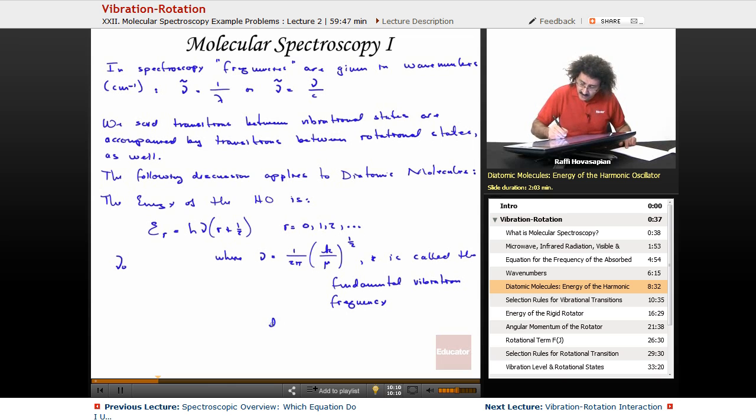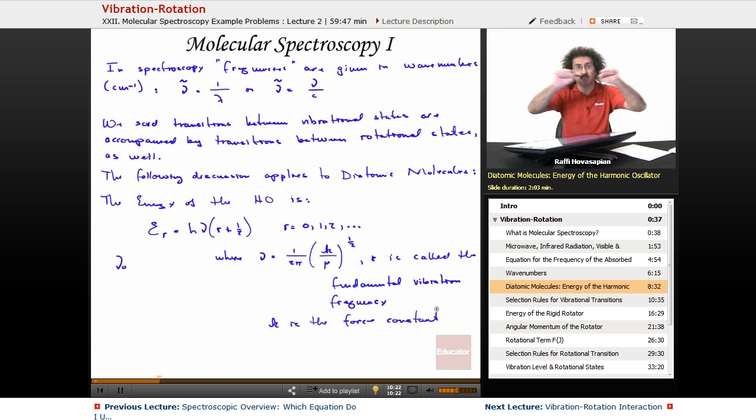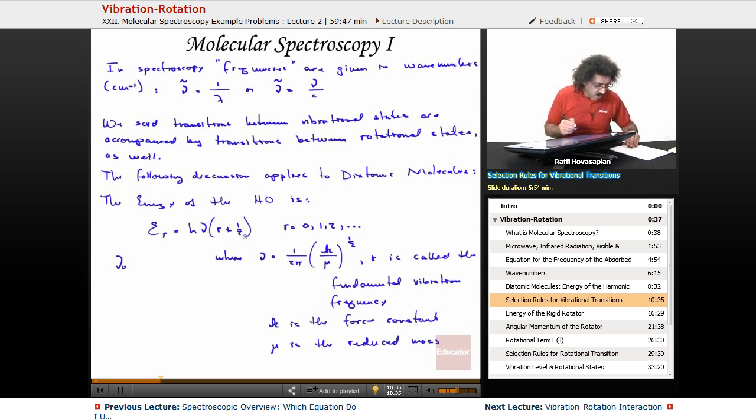Now, k is the force constant. k is the force constant of the bond. How springy the bond is. Is it really, really tight, or is it really, really loose? And mu is the reduced mass. So we've seen the reduced mass before. That's it. So I just want to make sure that we understand what all of the parameters are.